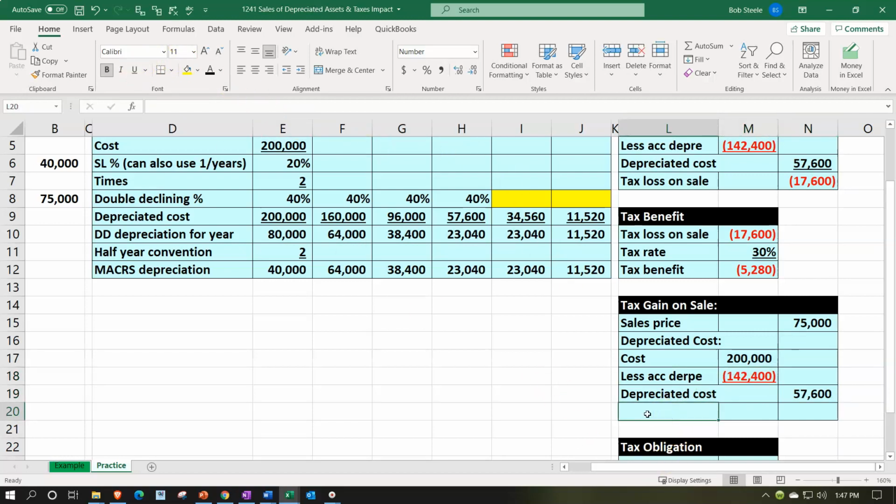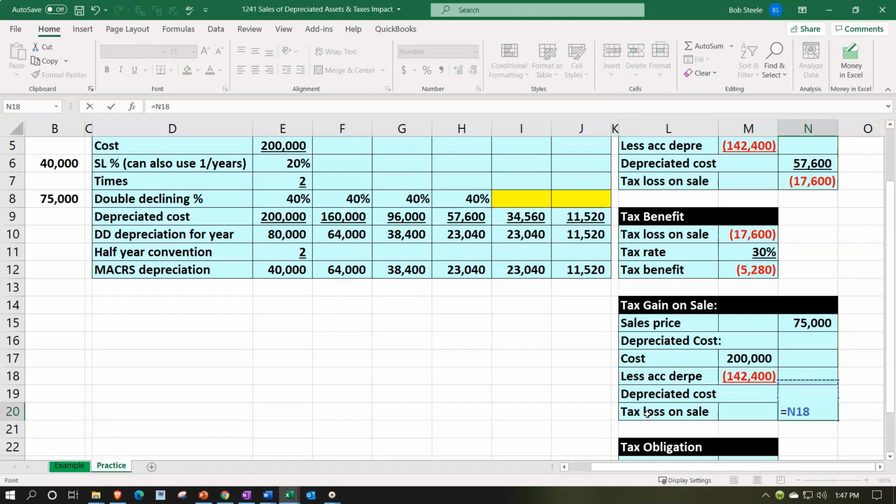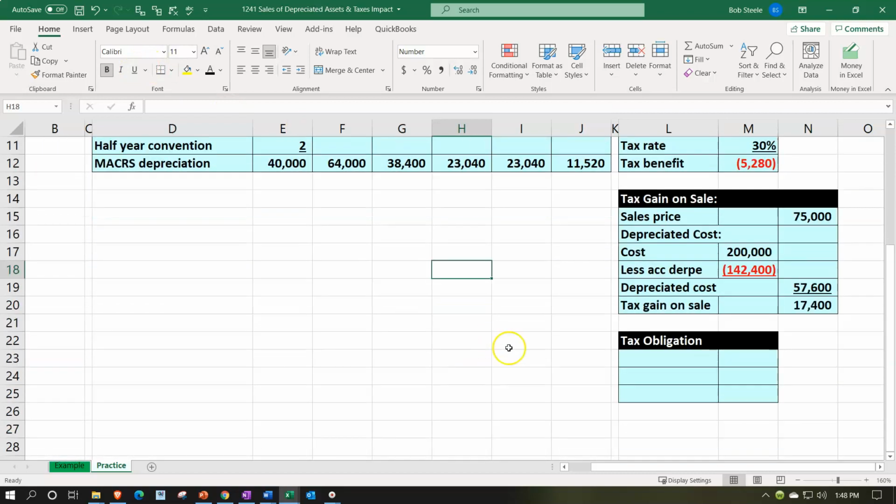And that gives us our tax loss on sale, which is going to be equal to the 75 minus the, I'm sorry, this is a tax gain on sale. This is a gain on sale. And that's our 17.4. So now we have a gain, and that can have a tax burden now, because now we had a gain. And again, it's quite likely to do that.